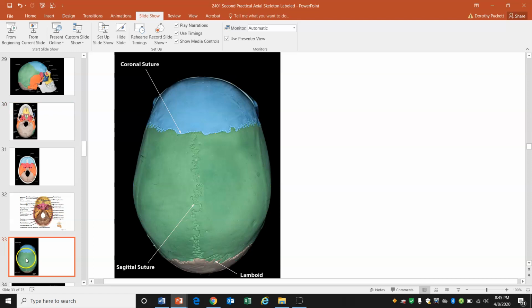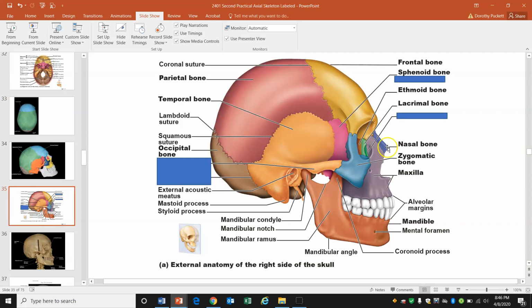Here's a superior view of the skull. And again, we see that coronal suture and the sagittal suture and part of the lambdoid. So this is the frontal bone, the two parietal bones, and the occipital bone. Lambdoid should have a D after the B.